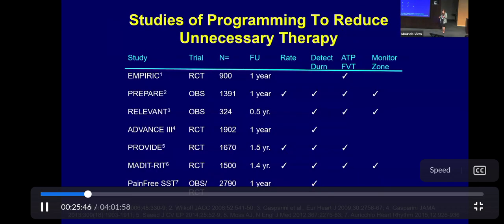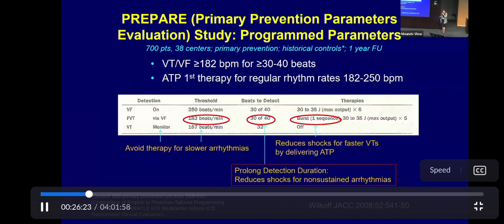There's lots of studies, not going through every single one, but these are some of the major ones. Some are randomized trials and some were observational studies. And they looked at different criteria in your programming. So making very intentional programming for your particular patient is important, but there are some standardized ways to do that that have been studied in randomized trials. Some look at just rate, some include detection duration, like 30 out of 40 beats, for example, ATP in the fast VT zone, or in the monitor zone, do you put on a monitor zone or not? Some of that data I want to present to you because I'm not sure everyone in the audience is aware of this.